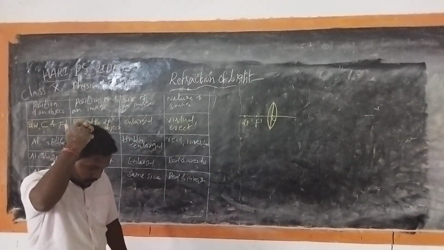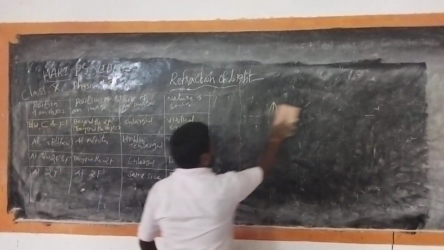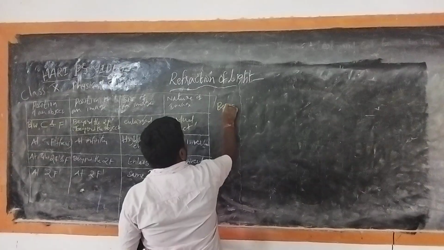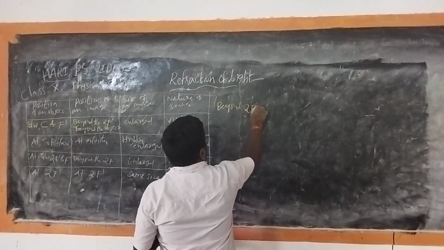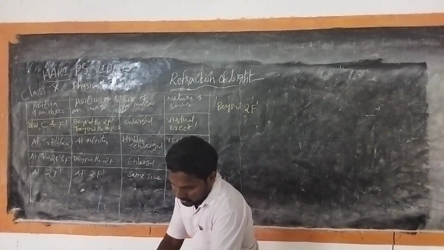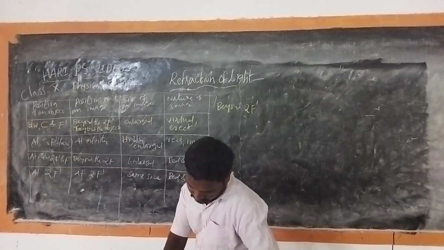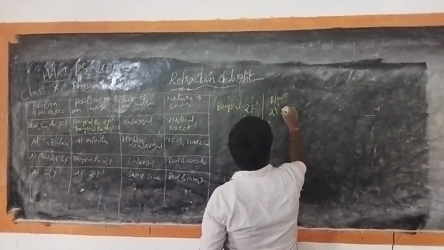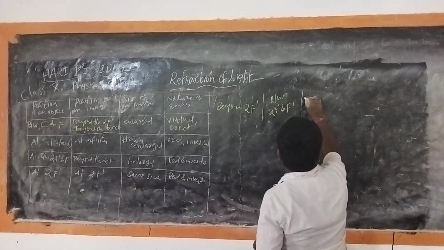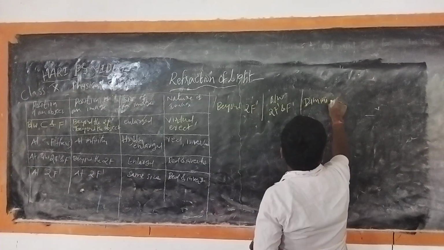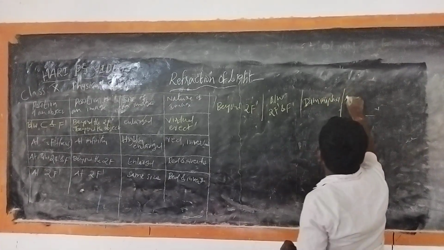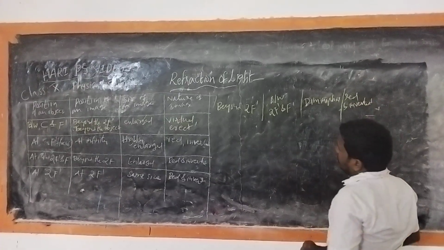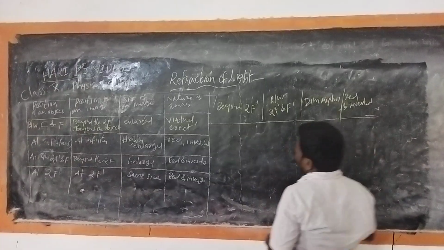Then the fifth one, where the object is behind 2F dash. The image is formed between 2F dash and F dash. A diminished image, real and inverted.